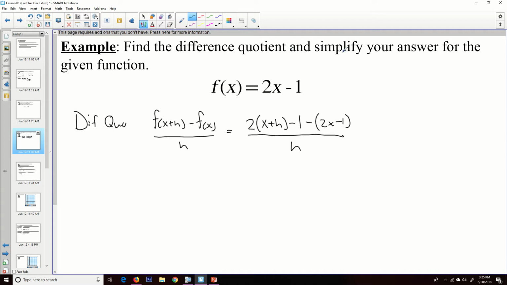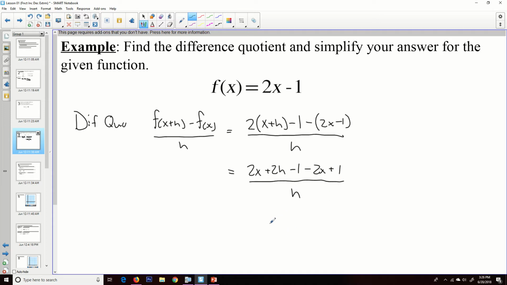Second thing it asks us to do is to simplify the answer for the given function. Okay, so we're going to simplify this. We have a couple things that we can do. First thing that we're going to do is distribute the 2 to both terms inside this parenthesis here, and then we're going to distribute the negative sign to both terms inside this second set of parentheses. So let's do that. I'll have 2x plus 2h minus 1, and then distributing the negatives, I'll have negative 2x, and then remember negative of a negative is positive, all over h.